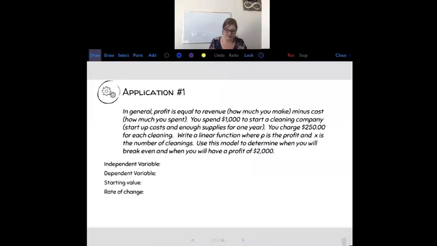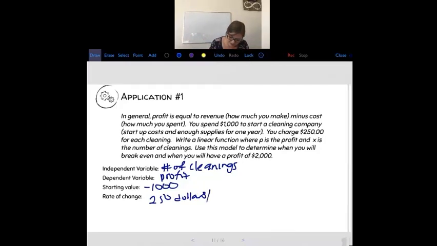So our independent variable here is going to be the number of cleanings. Your dependent variable is your profit. Your profit depends on how many cleanings you do. So that's one way you can think of dependent and independent. Starting value: you spent $1,000 to start this company, which means you're starting off in the negative. So the starting value here would be negative 1,000. And your rate of change, you charge $250 for each cleaning, so dollars per cleaning would be $250 per cleaning, if you want to write it that way.